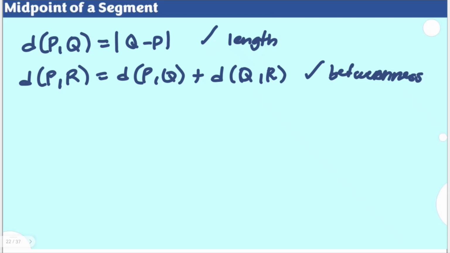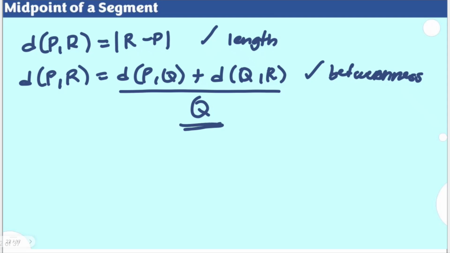And this here, we established that Q is between the other two. So let me change this here so that we will be able to connect the two. So P and R, R minus P. So this is the point in between P and R. Now, if we're talking about the midpoint of a segment, this tells us that the distance between P and Q is just equal to the distance between Q and R.